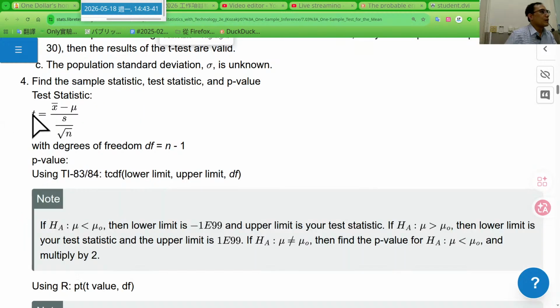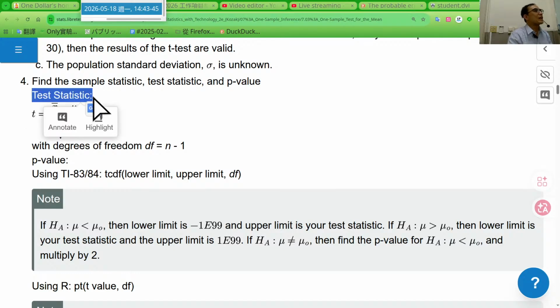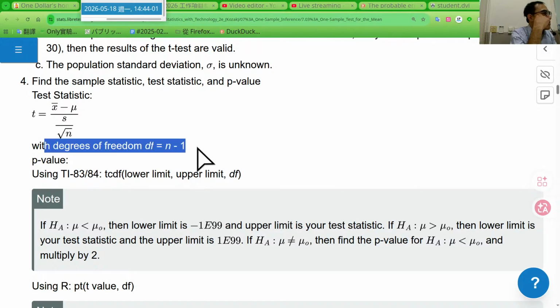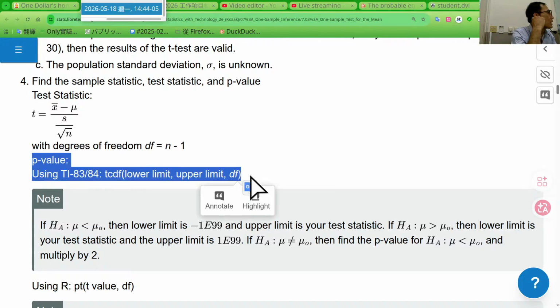Then we can calculate the t statistic, or you can call it t score. The t statistic is x bar minus mu, and in the denominator is the standard deviation divided by the square root of n, and the degree of freedom is n minus 1. And the p-value, so far it's not easy to get a p-value.